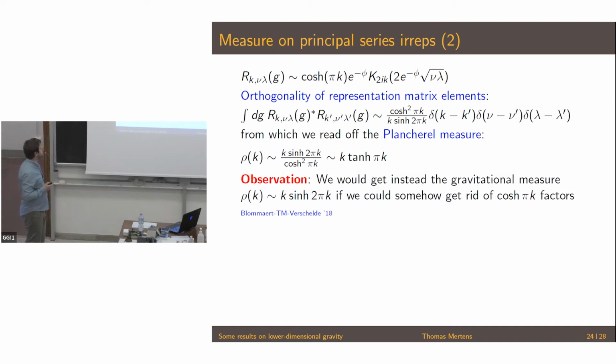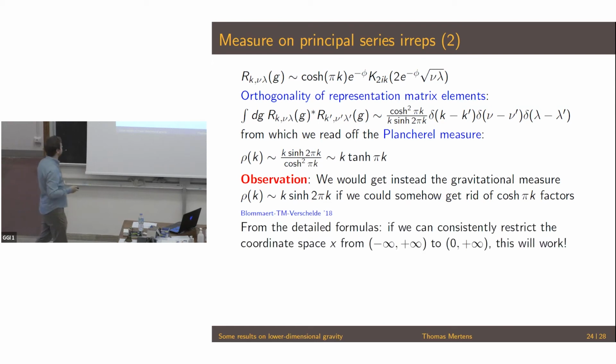Now let's make an observation, and I've already written this in a suggestive way. One would instead get the gravitational measure, so not the group theory one, but the gravitational measure, the k sinh 2 pi k, if we could somehow get rid of these cosh pi k factors that would appear here. Now these cosh pi k factors just come from here. They were just explicitly there.